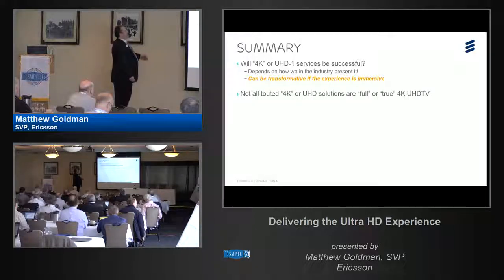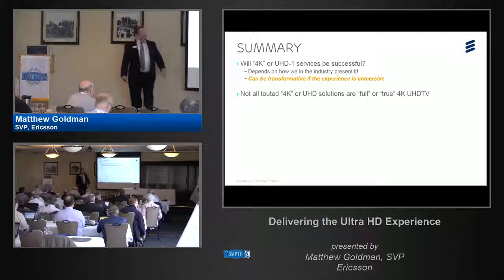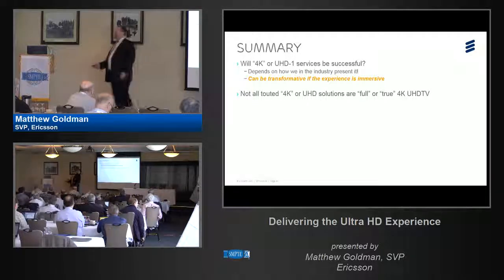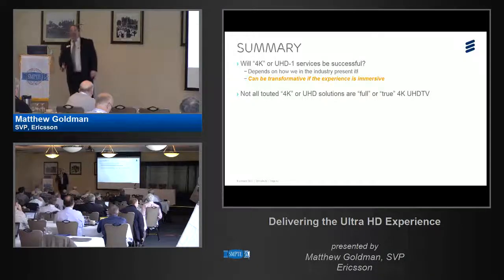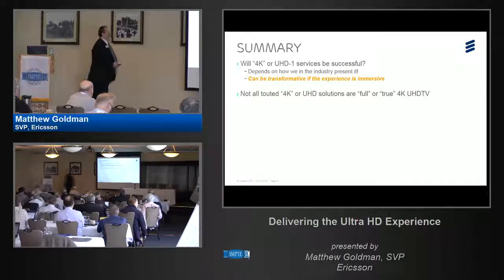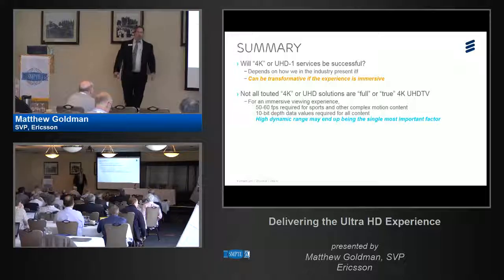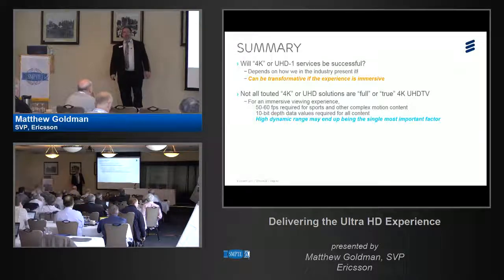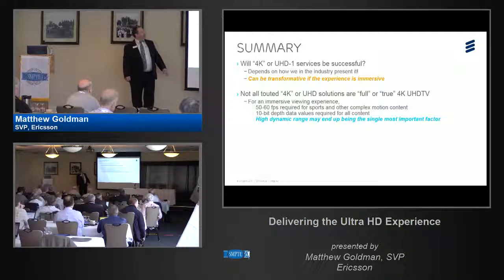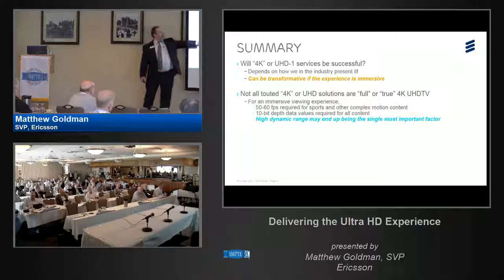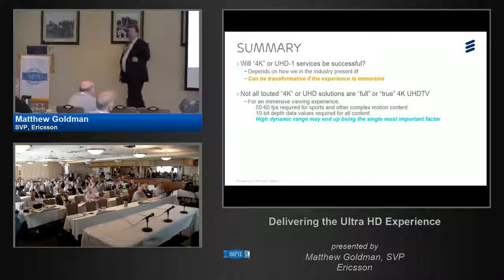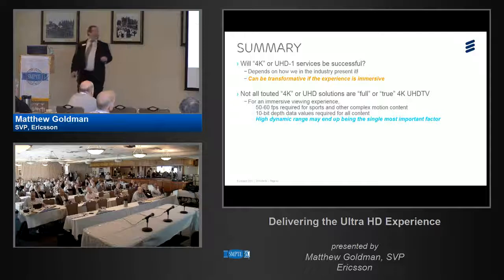Also keep in mind that everything you hear as 4K is not truly 4K, okay, when it comes to video. It doesn't mean it's not 4K on the range. You have to have 10 bits. You have to have 60 frames per second, okay, if it's going to be video. 24 frames per second is not going to cut it. 8 bits is not going to cut it, okay? High dynamic range may end up being the single most wow factor, which brings up a point.